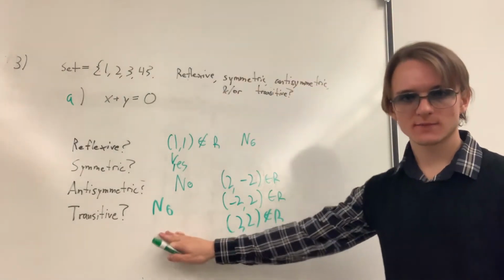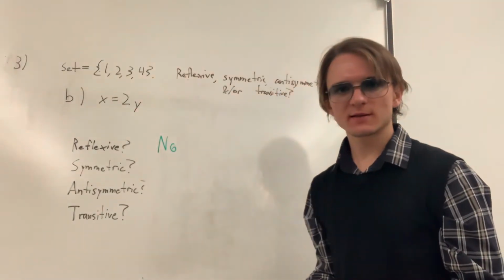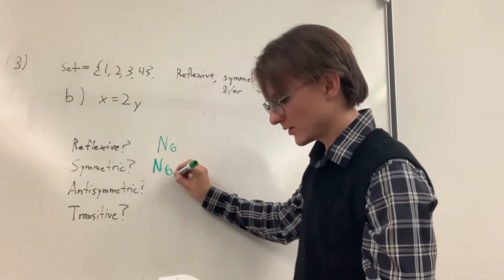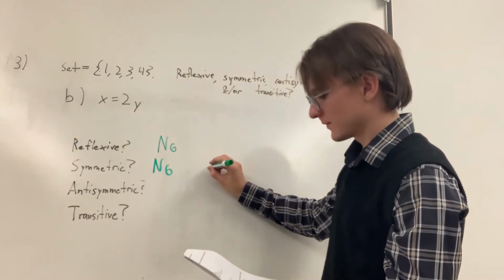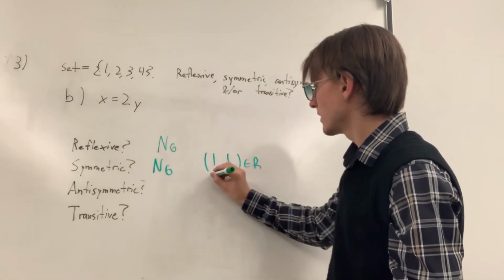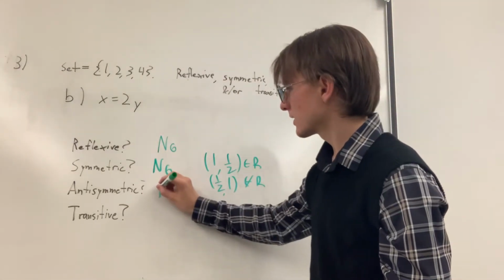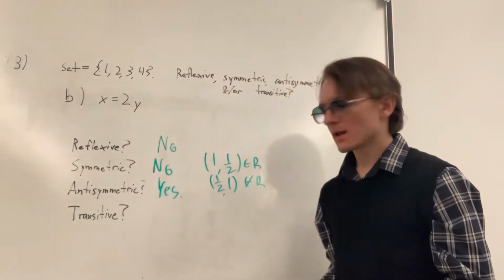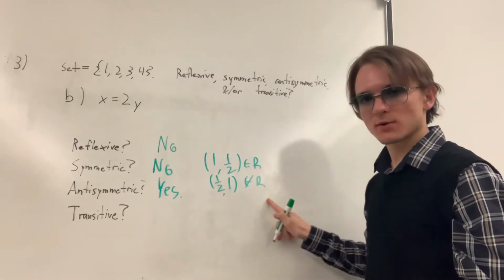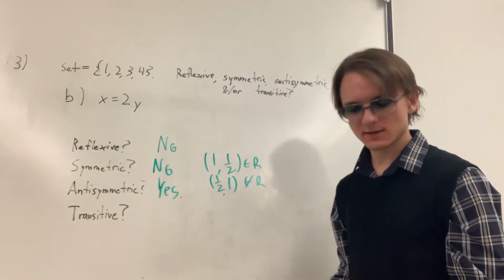X is equal to 2y. It is not reflexive. Plug in anything like 1, 1 and you'll see. Is it symmetric? Well, no as well. For example, 1, 1/2 is in the relationship, but 1/2, 1 is not in the relationship. Is it antisymmetric? Well, yes as well. Any case of where the two sides of the pair don't match, the opposing side will not be in the relationship. So plug in any value for antisymmetry and you'll see it is antisymmetric.